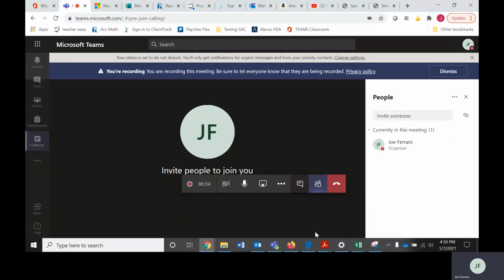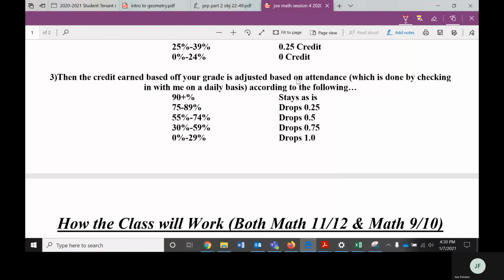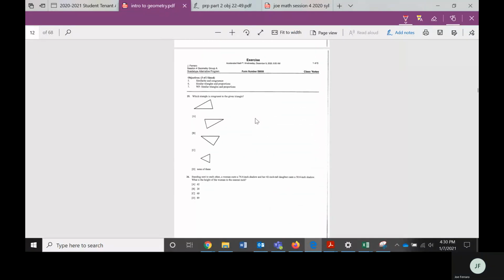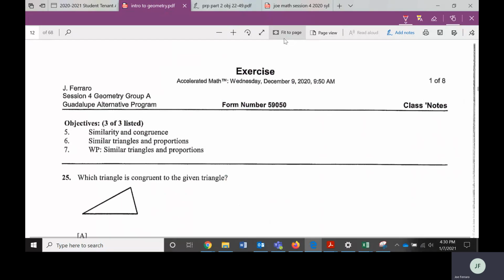So you should take out your packet if you do not have that open yet. Let me get to the right packet here. So it should be on a page that looks like this. If you don't have it, hit pause, go grab that.